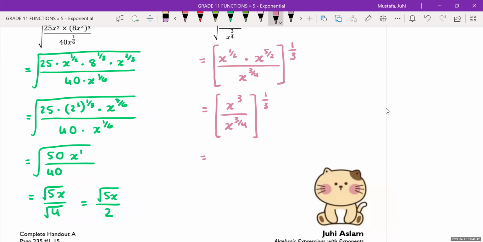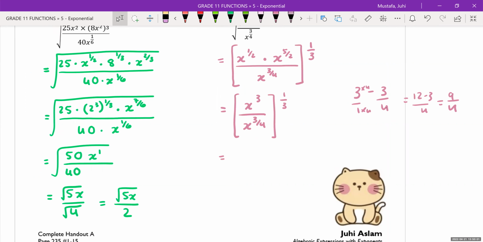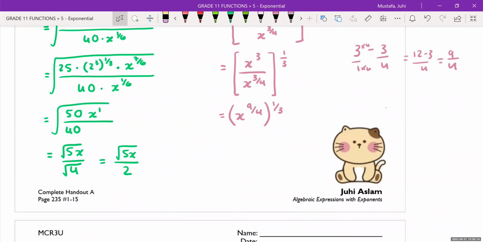I'm going to just solve this on the side. So 3 subtract 3 over 4. That's going to be 12 take away 3 over 4, which is going to be 9 over 4. I know I'm doing that part really fast, but really it's just fraction work. So it's going to be x to the power of 9 over 4, all to the power of 1 over 3.